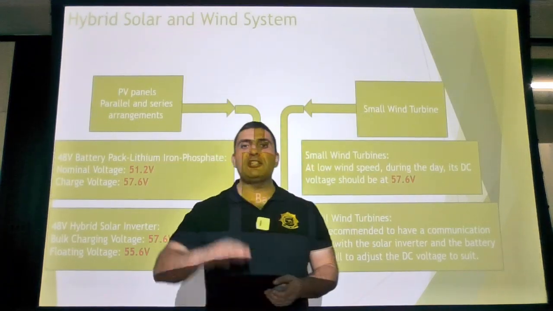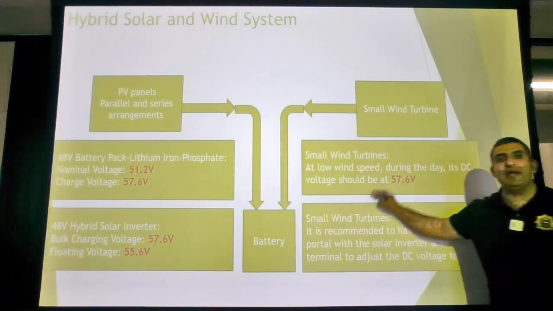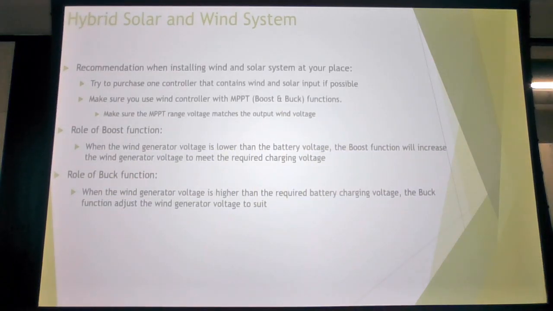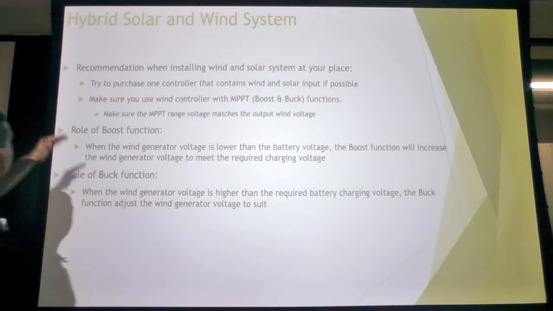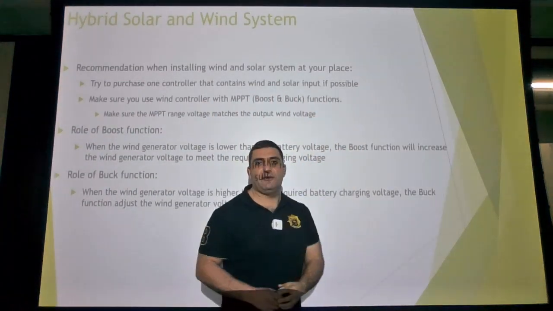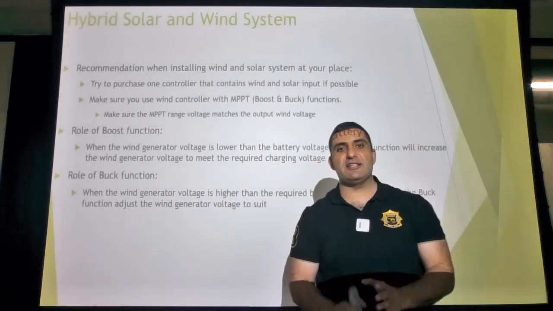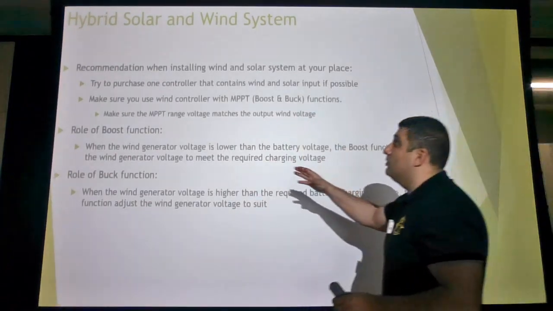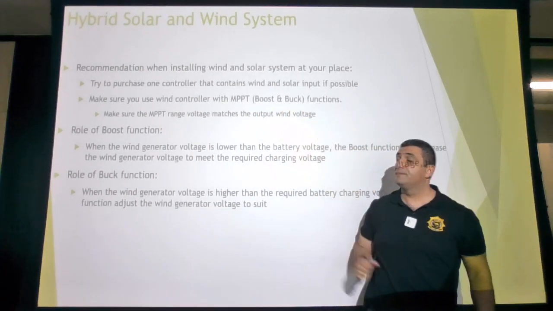The buck and boost converter regulate the output DC voltage of my wind system to suit my battery requirements. So the recommendation is always, as a first step, try to purchase one controller that contains the input from the wind and the input from the solar, if you are designing a new system. But if you have an existing solar system and you want to buy a wind turbine, I recommend you have the wind controller MPPT with boost and buck functions.